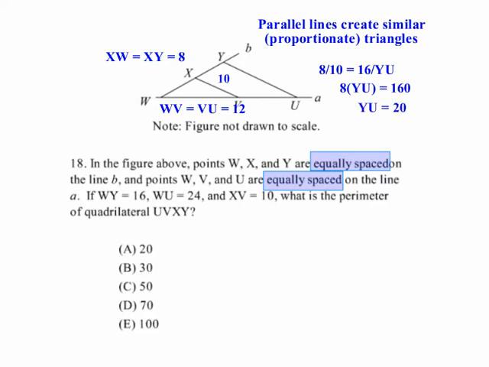You could also shortcut this by saying the ratio that we're in is 1 to 2. Now we just want to add up what we've got. We've got YU plus UV plus VX plus XY. Well, YU is 20, UV is 12, VX is 10, and XY is 8. They total 50.